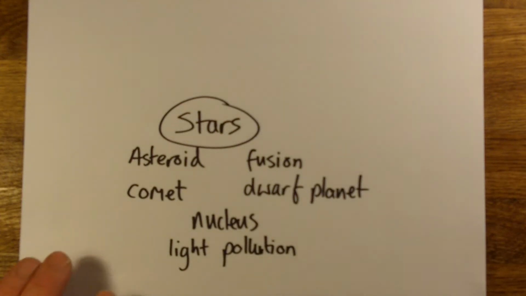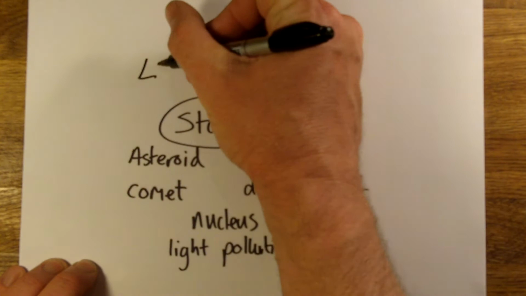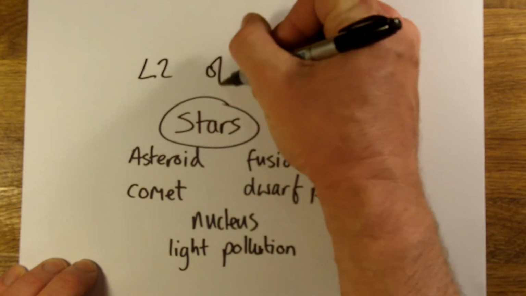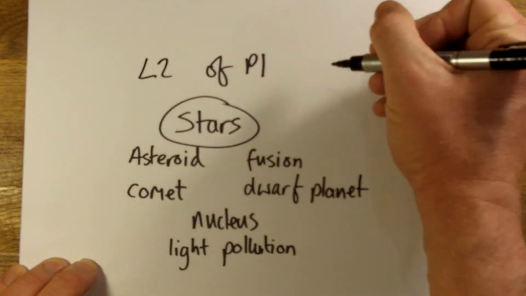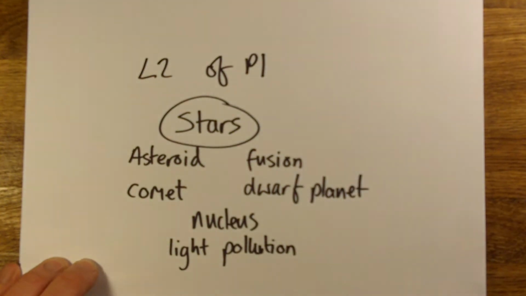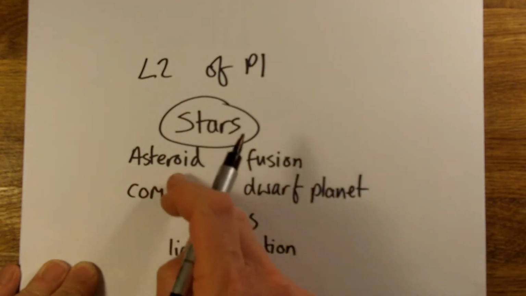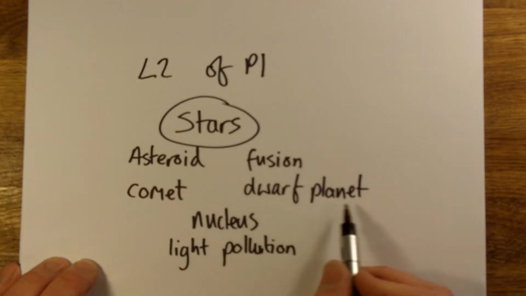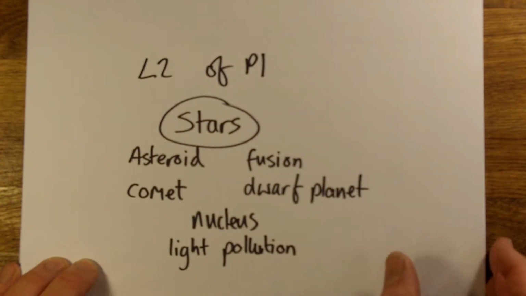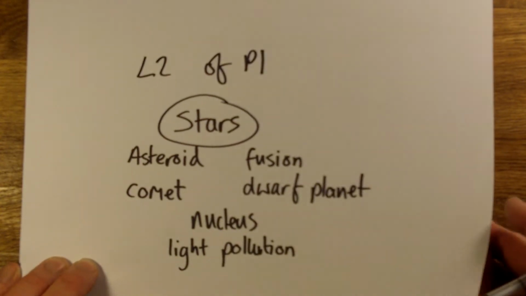Hi, this is the second video, so lesson 2 of P1, and this is all about stars. Keywords we're going to cover are asteroid, comet, fusion, dwarf planet, nucleus and light pollution. So let's take a closer look at our solar system.